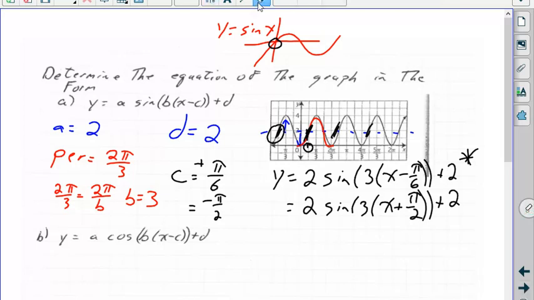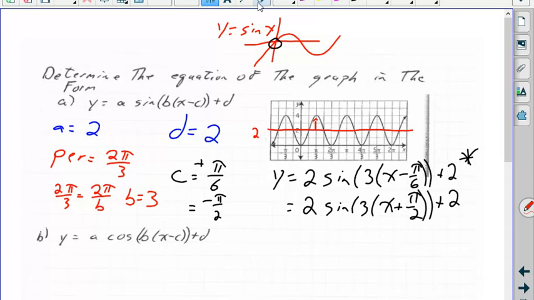Now, the only thing that changes from these guys is, the amplitude's still not going to change. Still up 2. Still got a midline at 2. So the period is 2 pi over 3. The only difference is when I ask you for cosine, I find it a little easier to find the point.